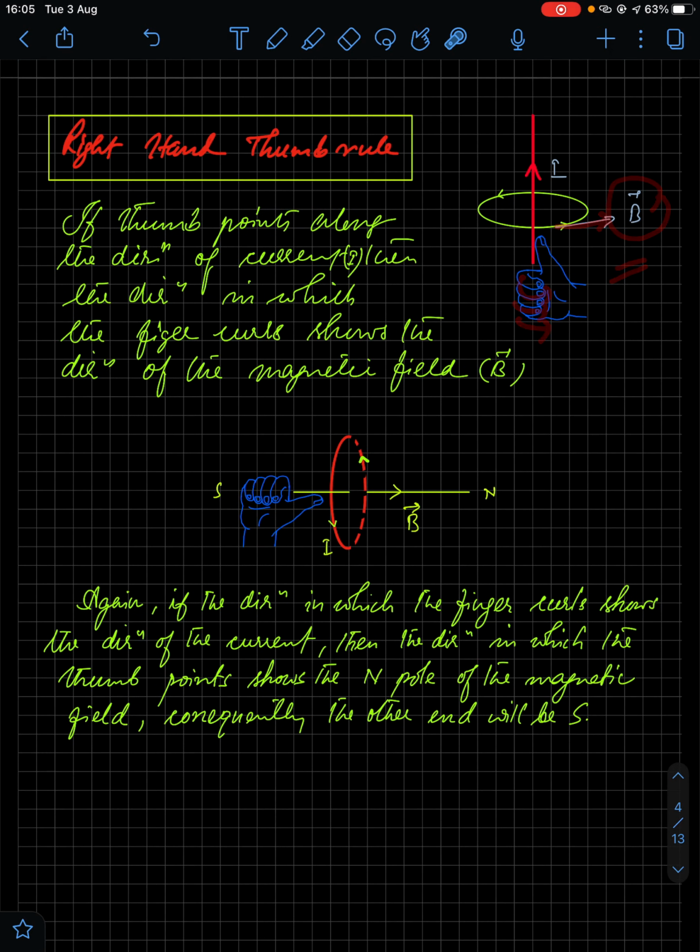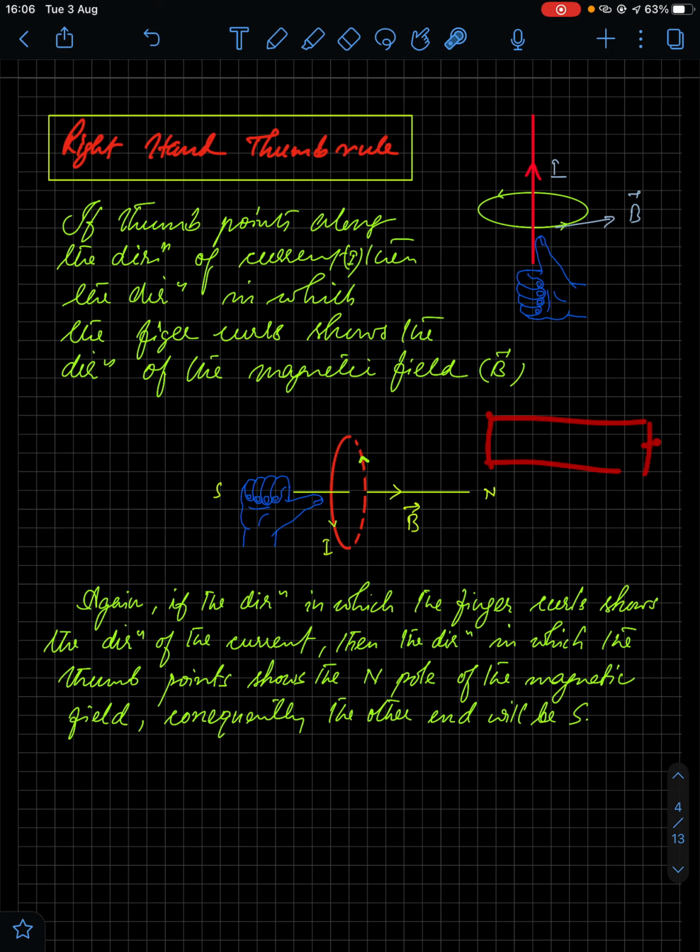So this is the right hand thumb rule. The same rule can be seen in a different manner also. Like you have a current carrying loop. Now in this situation the current in the loop is represented by the direction in which your fingers curl. In such a situation, the direction in which the thumb points will show you the direction of the magnetic field.